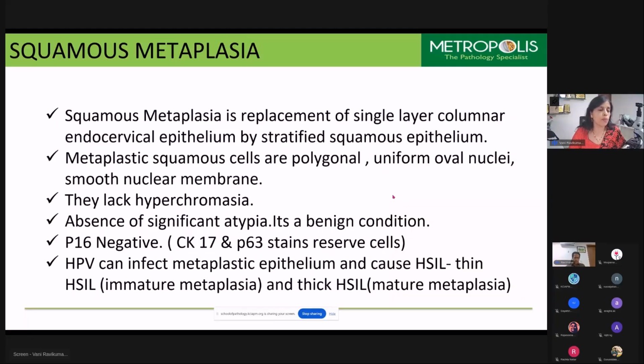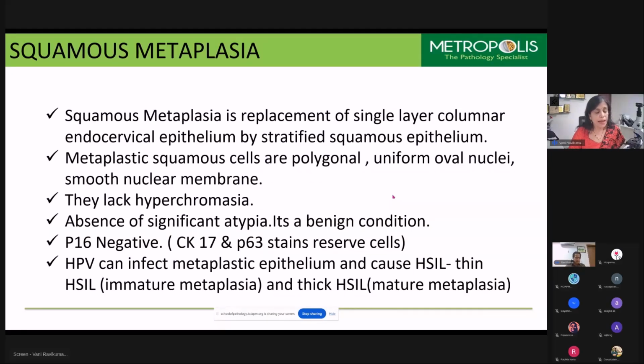Then briefly one or two points about metaplasia and dysplasia. Squamous metaplasia is a very common occurrence in the cervix. It is replacement of columnar endocervical epithelium by squamous epithelium. These metaplastic cells are more rounded, polygonal, and they lack hyperchromasia. So when you see dark cells, please do not call it metaplasia. These metaplastic cells will not be so dark. They lack hyperchromasia, and atypia is also absent. P16, if you do it, will be negative in these.